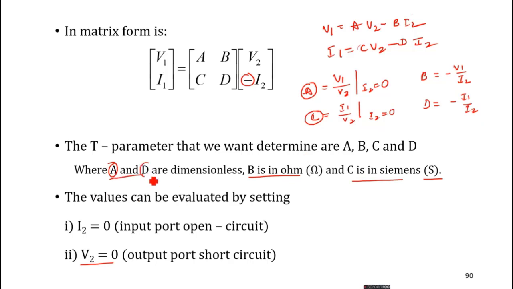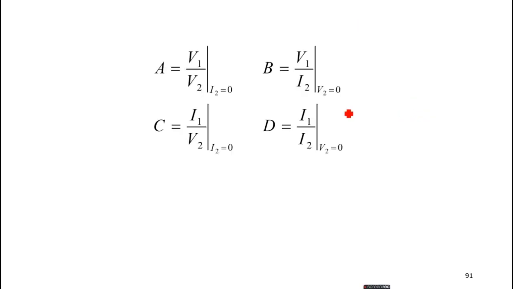And see here, D is dimensionless. The reason is I1 divided by I2, current is divided by current, so the units will be cancelled, so it is a dimensionless quantity. B is measured in terms of ohm, here voltage divided by current, then obviously it is a resistor. C is admittance, B is impedance, A and D are the unitless quantities. They have written here A, C, B, and D.